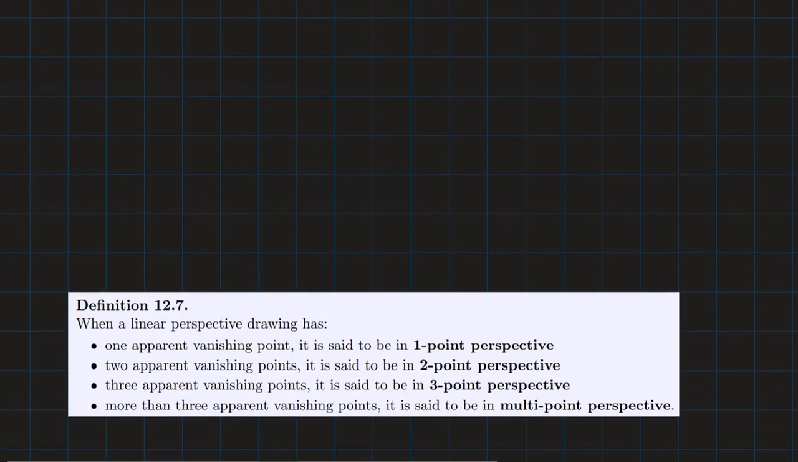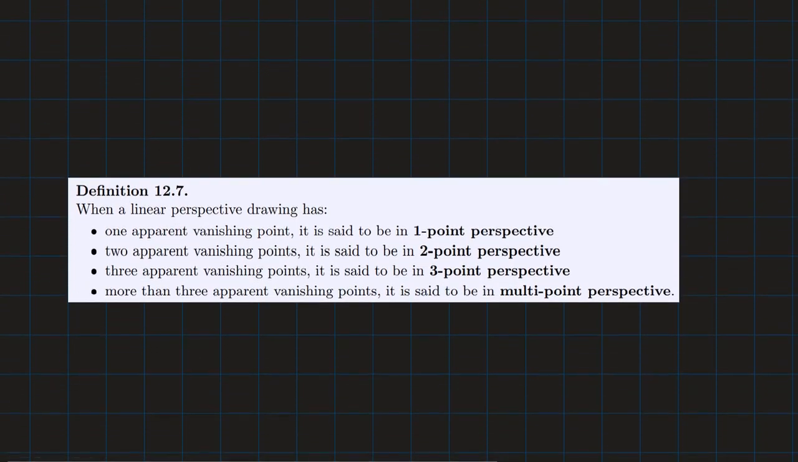So let's look at a definition of what 1 point, 2 point, 3 point perspective actually is. When you do a drawing with linear perspective and it has one apparent vanishing point, the key word here is apparent, as in you can notice exactly one vanishing point, then the picture is said to be in 1 point perspective.